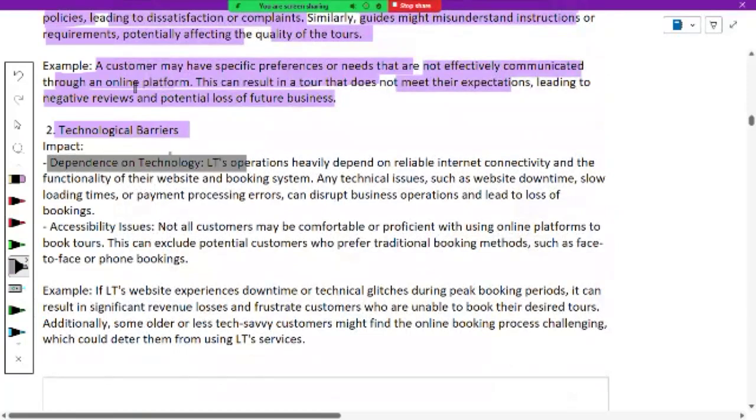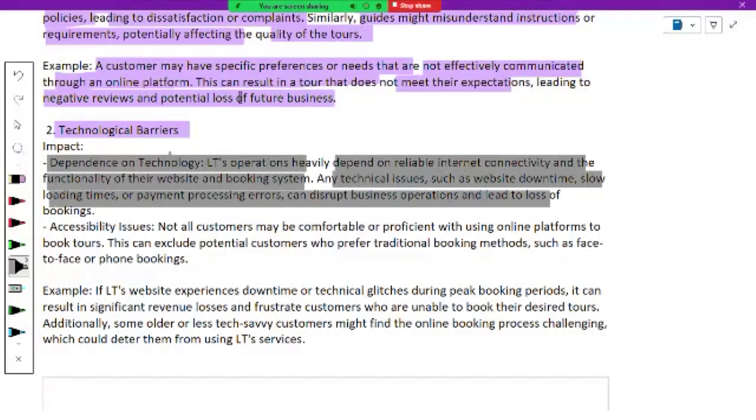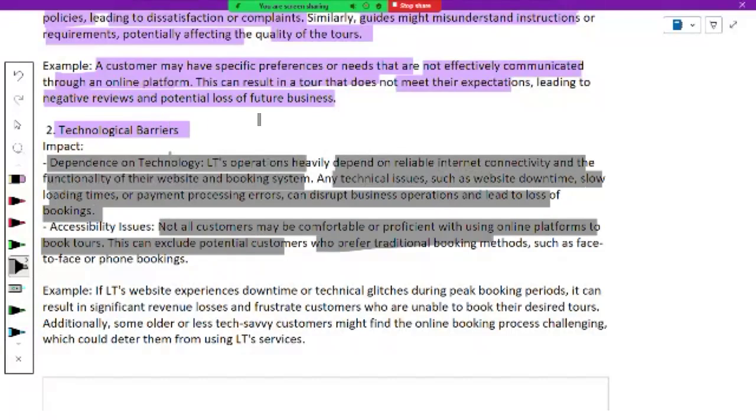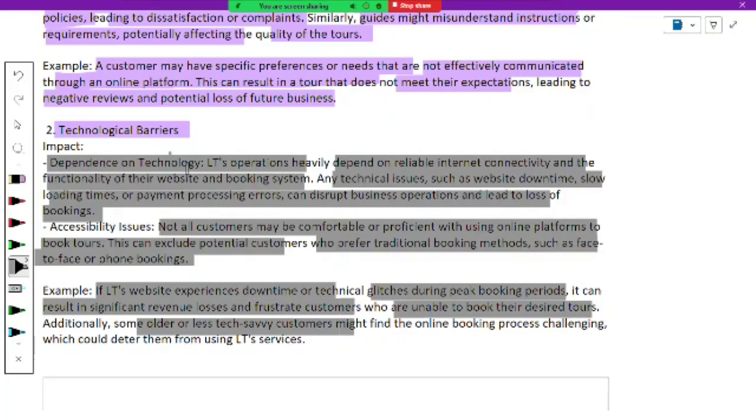And the second barrier would be technological barriers. Dependence on technology: LT's operations heavily depend on reliable internet connectivity and the functionality of their website and booking system. Any technical issues such as website downtime, slow loading times, or payment processing errors can disrupt business operations and lead to loss of bookings. And the second cause of technological barriers is accessibility issues. Not all customers may be comfortable or proficient with online platforms to book tours, and this can exclude potential customers who prefer traditional booking methods such as face-to-face or phone bookings. For example, if LT's website experiences downtime or technical glitches during peak booking periods, it can result in significant revenue losses and frustrate customers who are unable to book their desired tours. Additionally, some older or less tech savvy customers might find the online booking process challenging, which could deter them from using LT services.